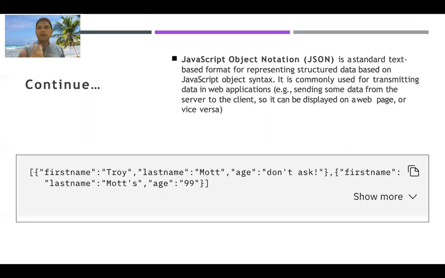Also the same with JSON. JSON actually stands for JavaScript Object Notation. This is a standard tag-based format for representing structured data based on JavaScript object syntax. It is quite similar to XML, but the syntax is a little bit different compared to XML.